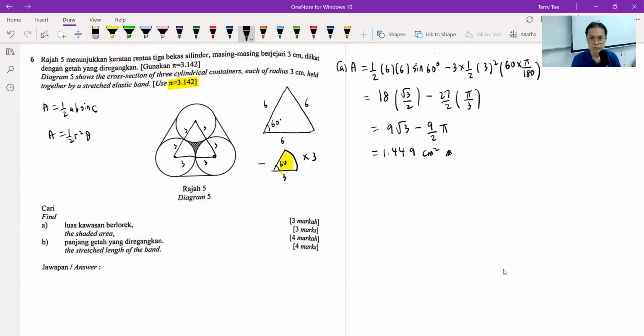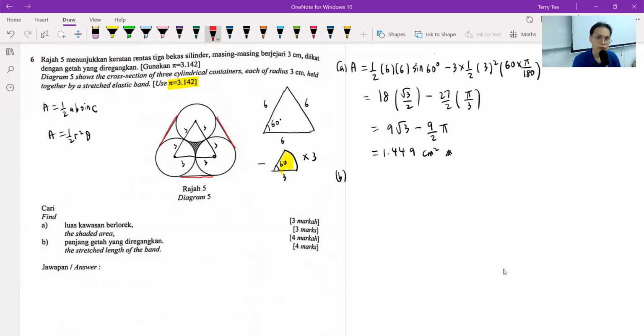So, second part. I want to find the stretch length of the band. So we're going to calculate the length of this side here. First, I'm going to take this length, the red line.